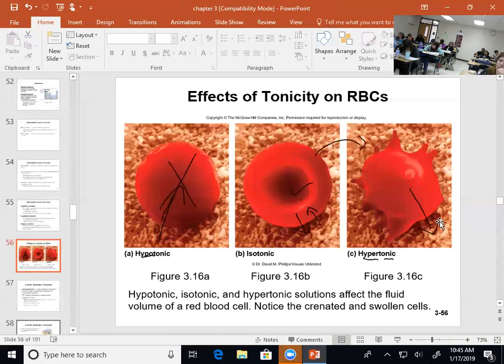It shriveled. It shrunk. It crenated. And that's what crenated means. It means it shriveled, it shrunk. And is this red cell functioning?